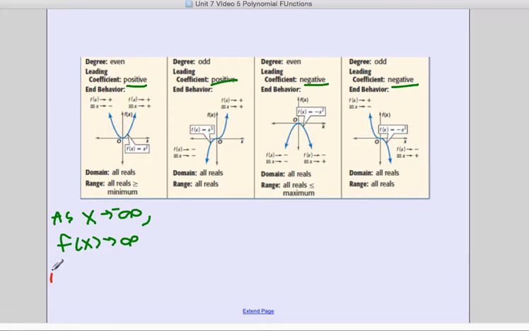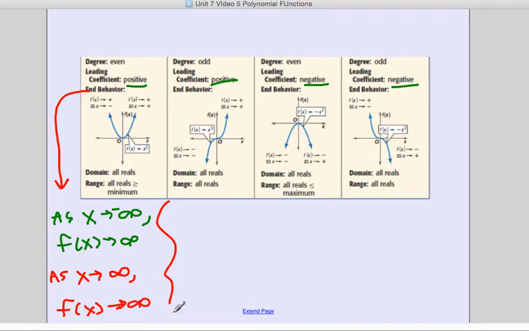Then let's look at it as we go to the right. As x goes to infinity, what's happening to our y values again? So now I'm looking to the right, as x goes to infinity, this is my x-axis going to the right. What's happening to my y values? They're going to keep going up and up and up again, so they are going to infinity. So this is my end behavior, okay? Look at the next one.